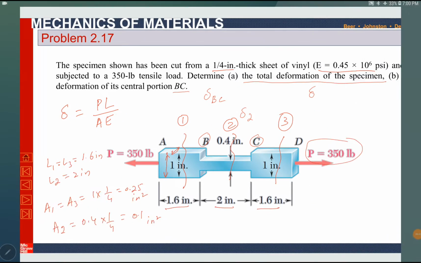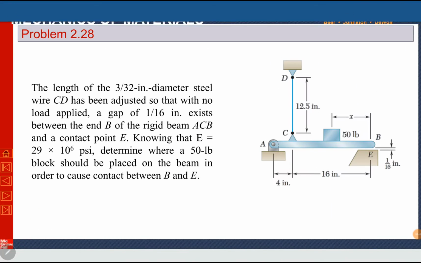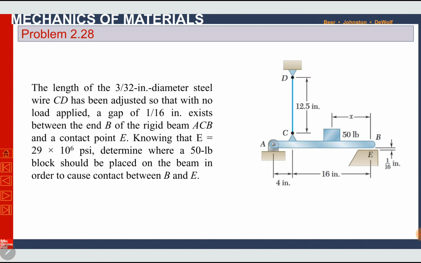The next problem is problem number 228. The length of a 3/32 inch diameter steel wire CD has been adjusted so that with no load applied, a gap of 1/16 inch exists between the end B of the rigid beam ACB.